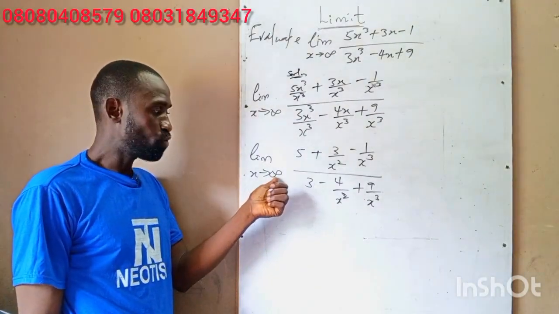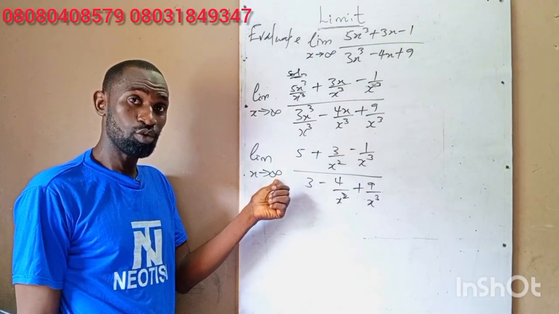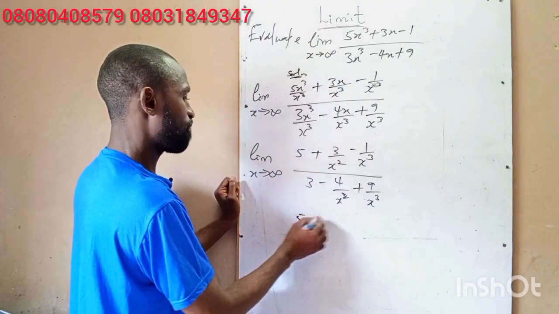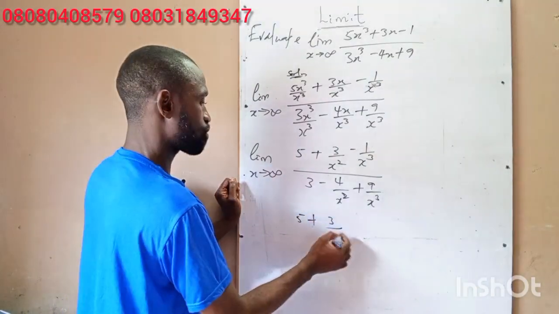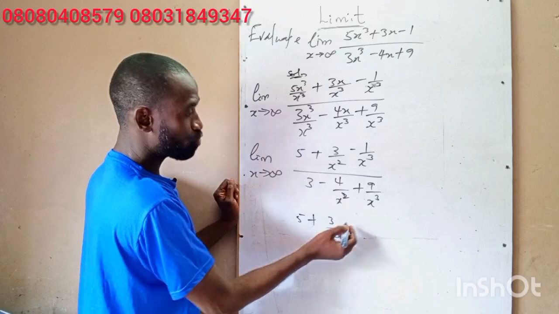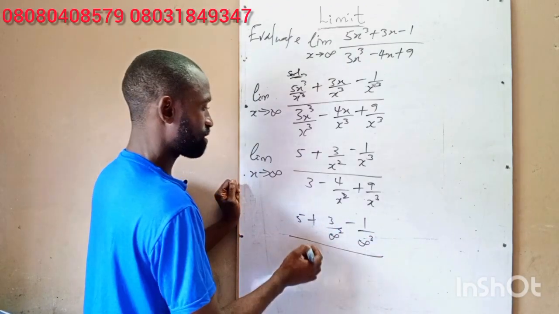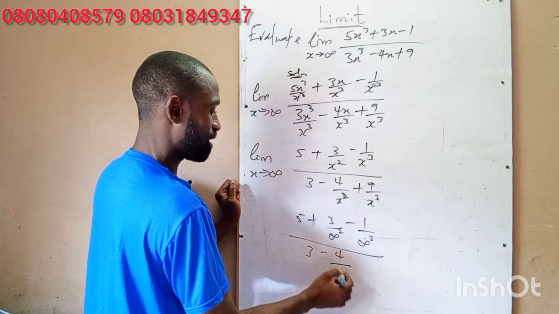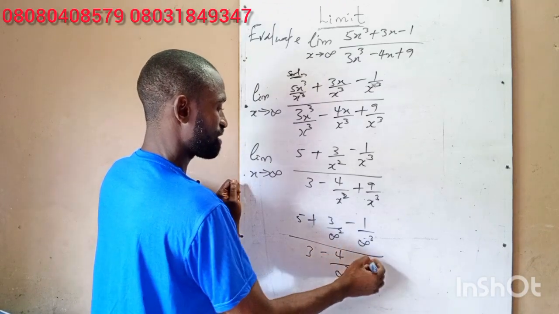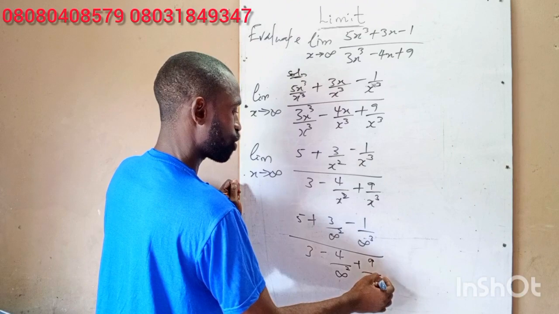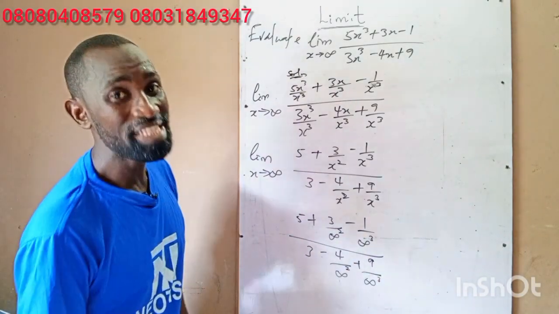I can now put in my infinity symbol, using substitution. This will now be 5 plus 3 over infinity squared minus 1 over infinity cubed, then all over 3 minus 4 over infinity squared plus 9 over infinity cubed. Anything over infinity is 0.